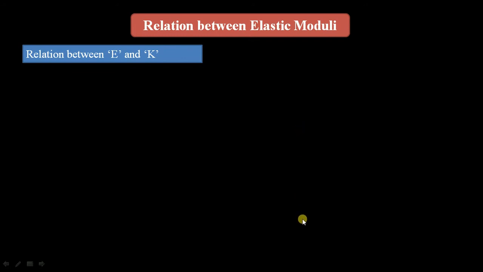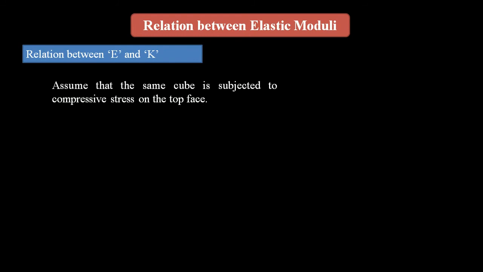the derivation for the relation between E and K, Young's modulus and bulk modulus, that is the volume modulus of elasticity. For this we assume the same cube is subjected to compressive stress on the top face. Bulk modulus is related to volumetric strain, and Young's modulus is related to tensile or compressive strain. So wherever a large volumetric strain happens, we need to consider this, and for that we are considering the compressive stress.